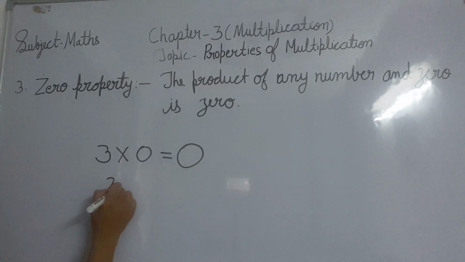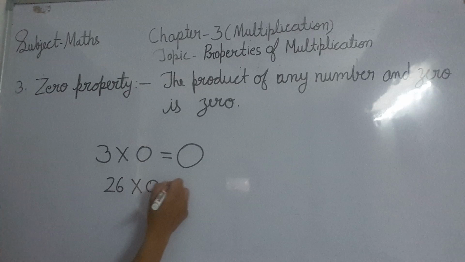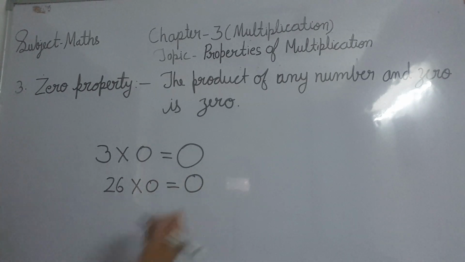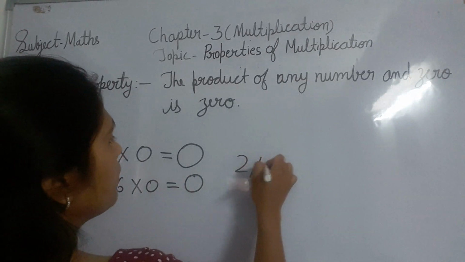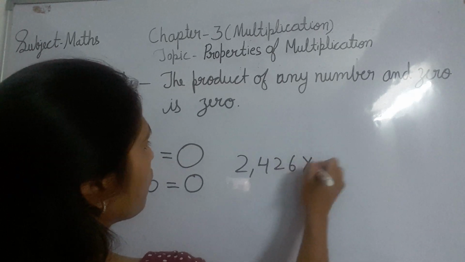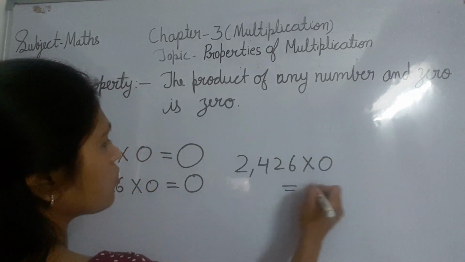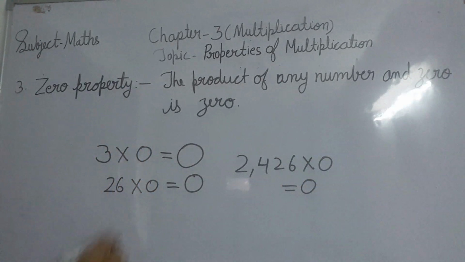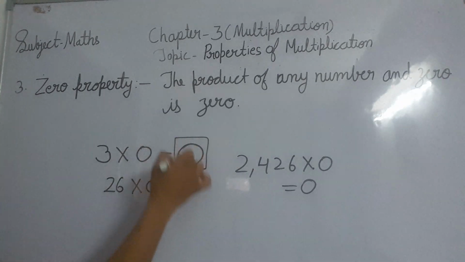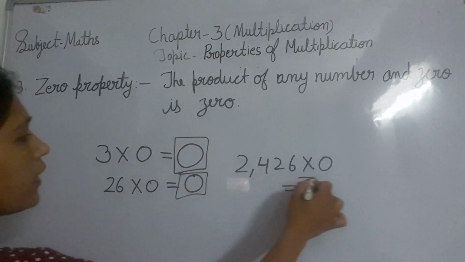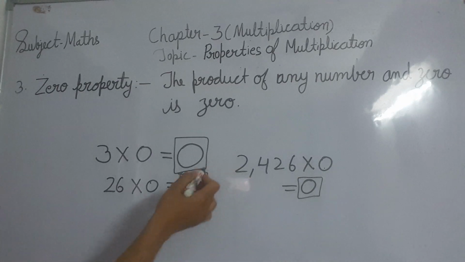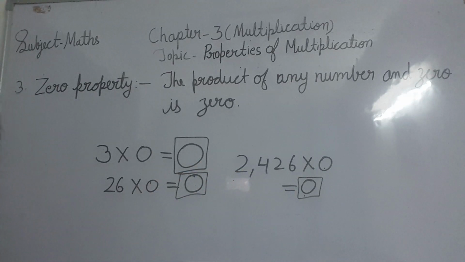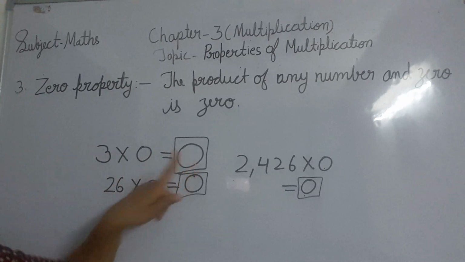If I am taking 26 multiplied by 0, you will get 0 only. If you take any bigger number and multiply it with 0, it will be 0 only. The product will always be 0. When you multiply 0 with any number, the product will always be 0. Whenever you multiply any number with 0, the answer is always 0.